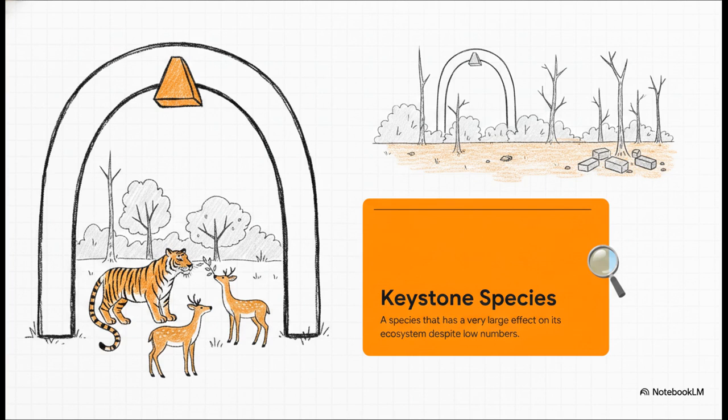In biology, a keystone species might not have huge population numbers, but their impact is staggering. Think back to our Chitwan tiger. If you were to remove the tigers, the deer population would absolutely explode. They would overgraze and eat all the vegetation, and eventually the entire forest ecosystem would just collapse. That one predator holds the whole structure together.